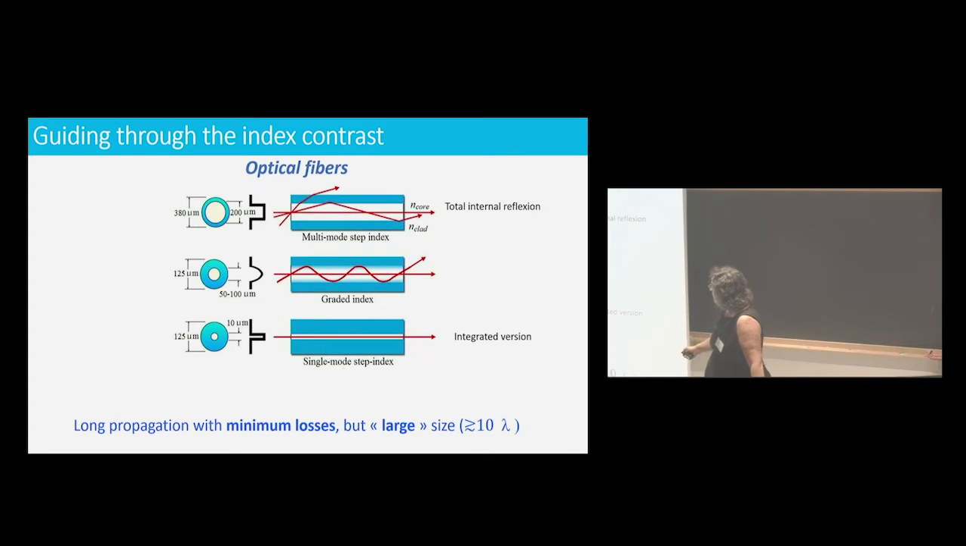You can have a more modern version with a graded index, and instead of having clear angles here, because the index is changing gradually, you have this curve like this, and then the size of the core is a little bit smaller, because you go under 50, 100 micrometers. And the most important one is this one, which is a single mode fiber. This is the one that you use for telecommunication, for example, everywhere.